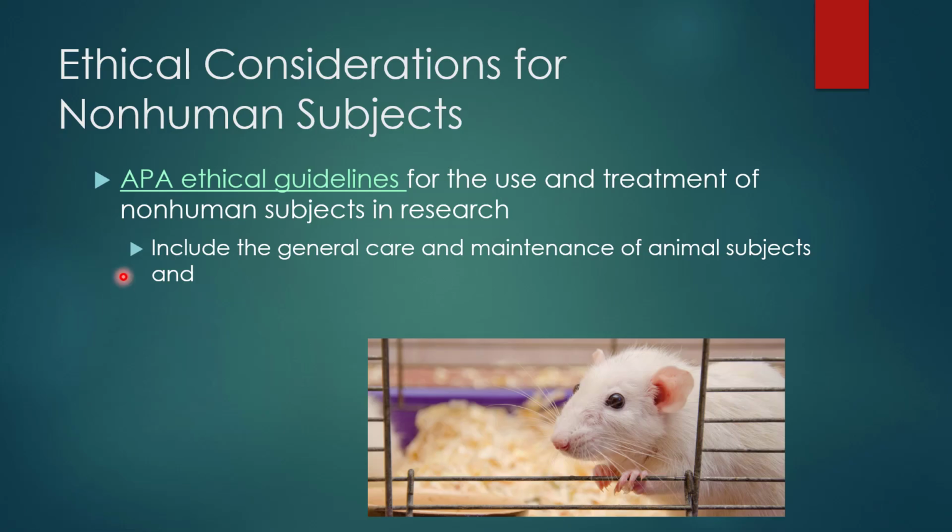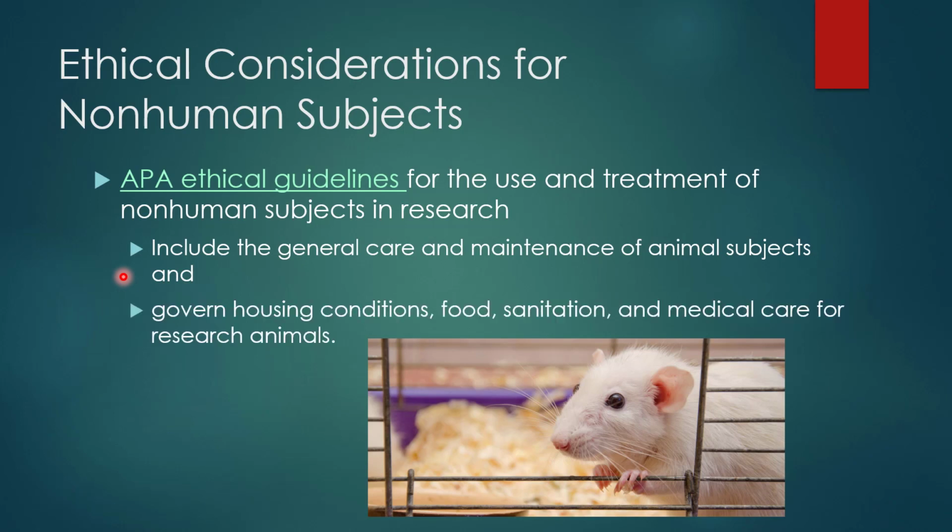And overall, they include the general care and maintenance of the animals and the housing conditions, food, sanitation, medical care for research animals. So the idea is, there's a little bit more in those guidelines, but it's not just how you obtain the animals. When I was working in the lab, we had specific facilities that we would order our rats and mice from, and those were used for laboratory purposes. Then when they came into our facility, we had specific places where we had to house them. We had to get specific permission if we wanted to keep them in the lab.